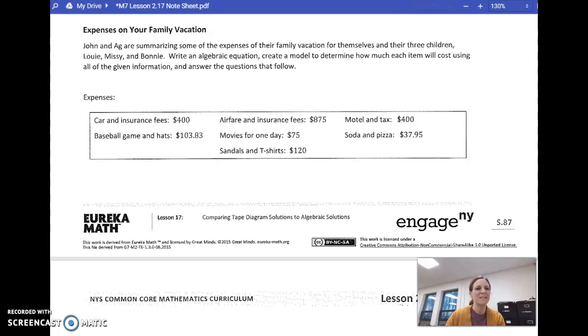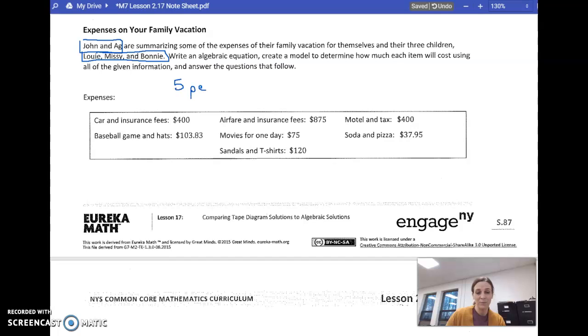So it says, expenses on your family vacation. John and Egg are summarizing some of the expenses of their family vacation for themselves and their 3 children, Louie, Missy, and Bonnie. Write an algebraic equation, create a model to determine how much each item will cost using all of the given information, and answer the questions that follow. So this is something we need to know. These are their expenses for their family vacation. Who went on the family vacation? John, Egg, Louie, Missy, Bonnie.